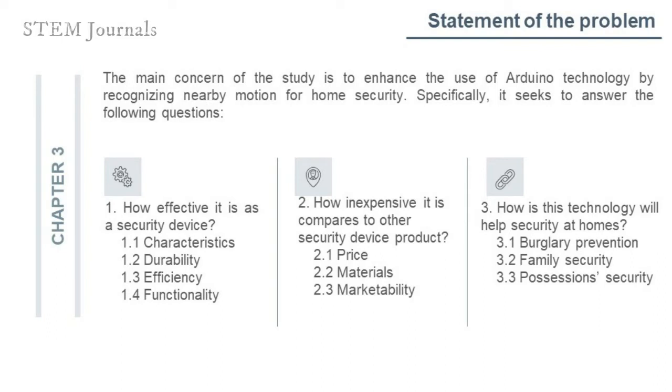The second question is about the inexpensiveness. There are a lot of products in the market with the same function. That is why we need to make this different from others. We have the subcategories, which are the price, materials, and marketability.